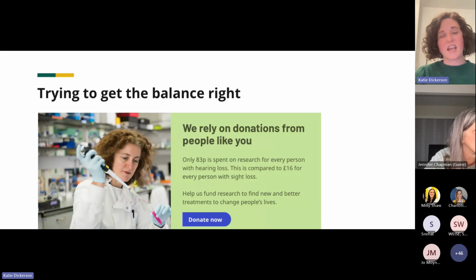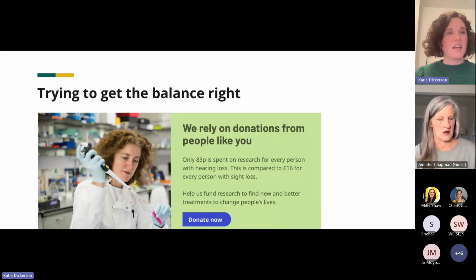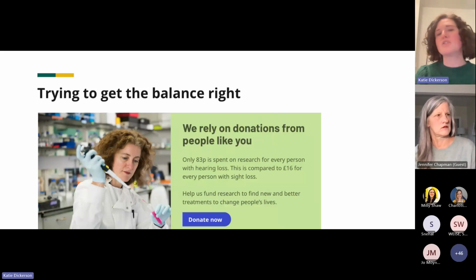We also put the donation ask at the bottom of the results page so that someone would get their result, and then they would also see information about what that result meant, what they should do next, and how they could get support. And they would see that before they saw this donation ask. So that was our attempt to get that balance right, but it can be really tricky.